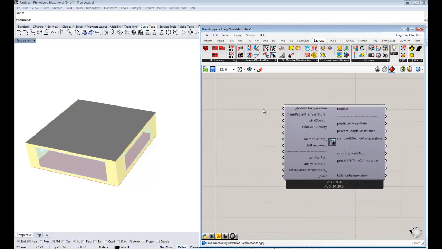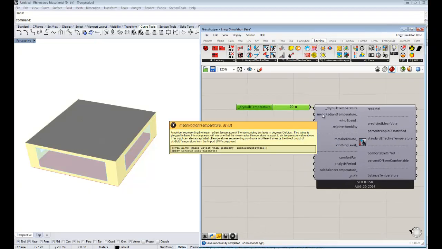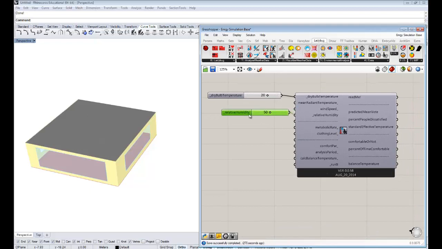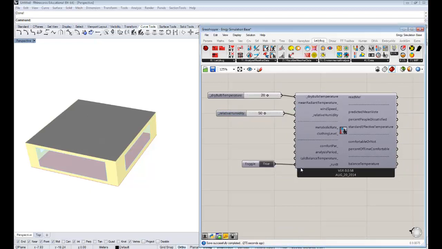So just to start off here, we're going to hook up some sliders, very similar to what we had done before, maybe 0 to 30 again for our dry bulb temperature, and we'll set it at 20. Radiant temperature, we don't need to put in that, and you'll see it says it will assume that it's the same as the air temperature if we put in nothing there. Wind speed also assumes a very low wind speed if we don't put in anything, so we'll just leave that blank for now. And we'll put in a relative humidity, and then just hook up a Boolean toggle and run it.